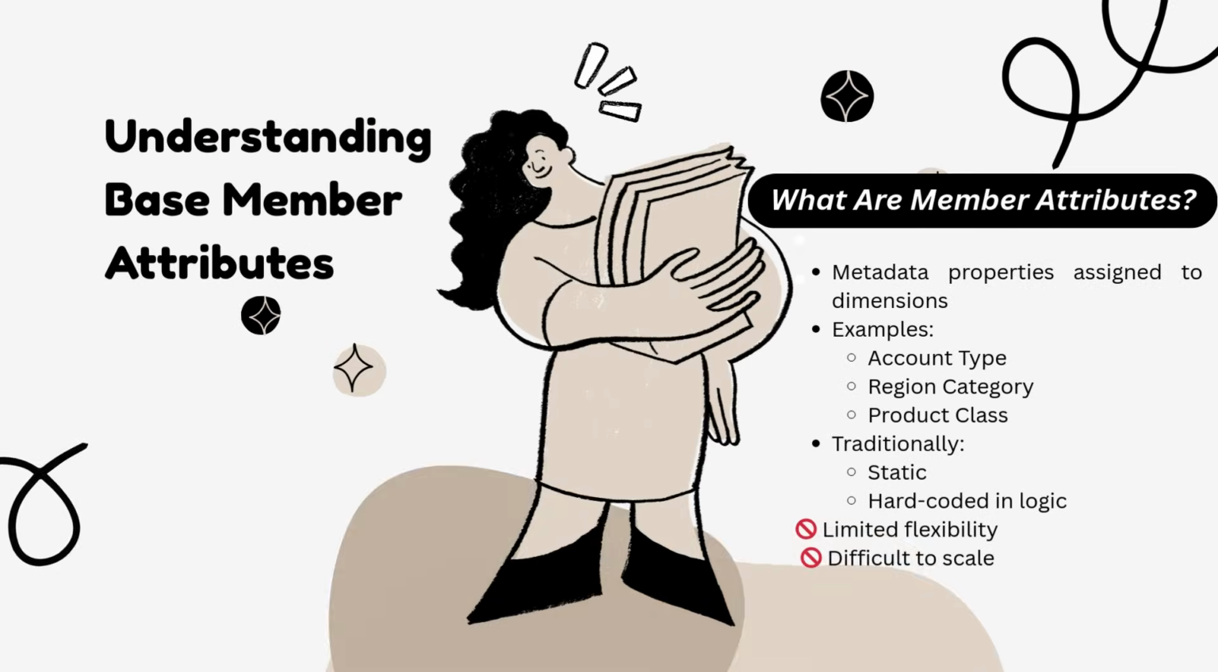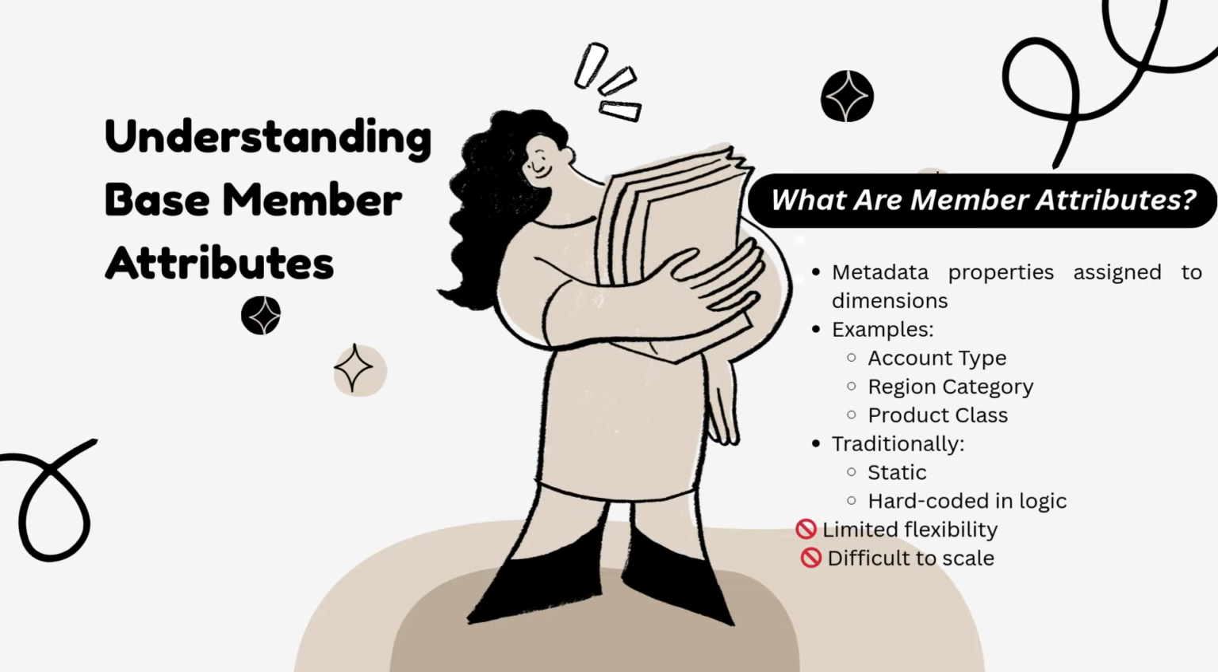Member attributes are descriptive properties attached to dimension members. They help classify members based on business meaning, such as account type, region category, or product classification. Attributes are commonly used to drive reporting, filtering, validations, and calculation logic across EPM applications.